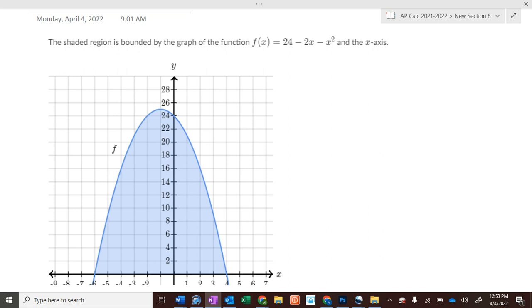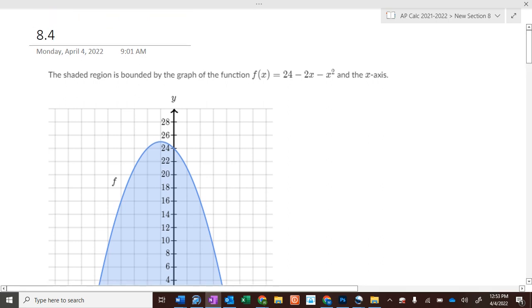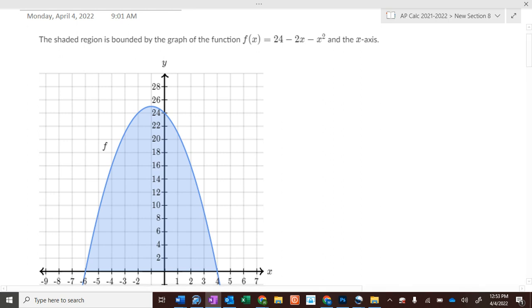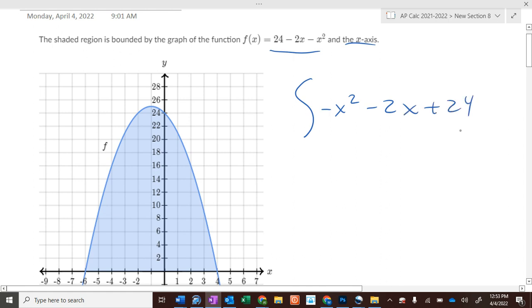What we're doing today is finding the area between curves. So we start out easy with finding the area between a function like this and the x-axis, which is the integral of negative x squared minus 2x plus 24. Is it from negative 6 to 4? Yeah, from negative 6 to 4.